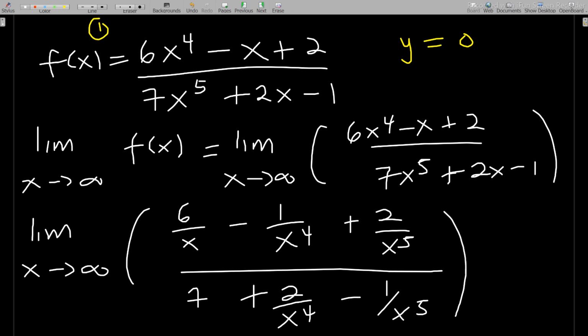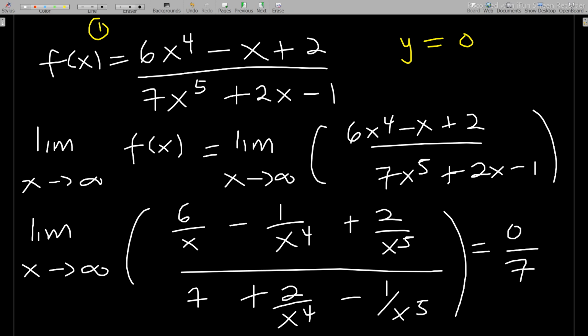Now with this, if I plug in infinity straight away, 6 over infinity means 6 over a bigger or larger value. So 6 over, let's say, 10 billion will approximately be 0. Okay, and minus 1 over infinity to the power 4 will be 0, plus 2 over infinity to the power 5 will also be 0. So the whole numerator is 0. Over here the 7 is just there.